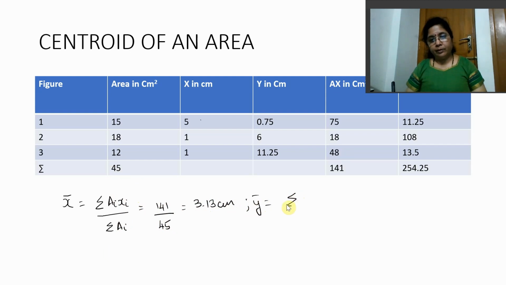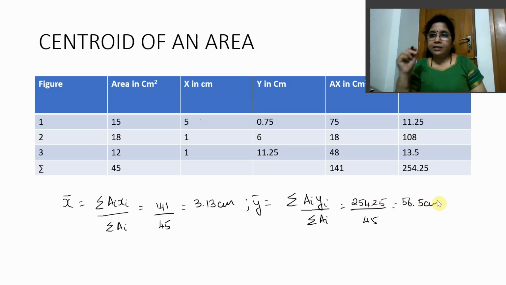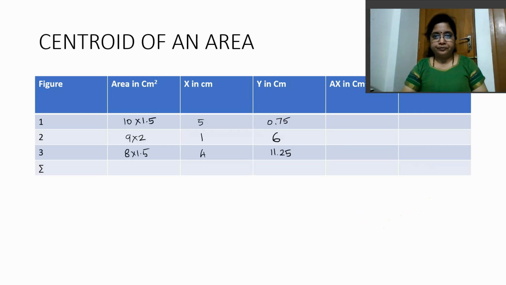Now I need to find out y bar. So sigma ai yi by sigma ai. Yi is 254.25 divided by 45, and I have worked it out. It works out to be 56.5 centimeter. This is the centroid of the entire figure. Let me go through this once again, then we'll do other examples also.